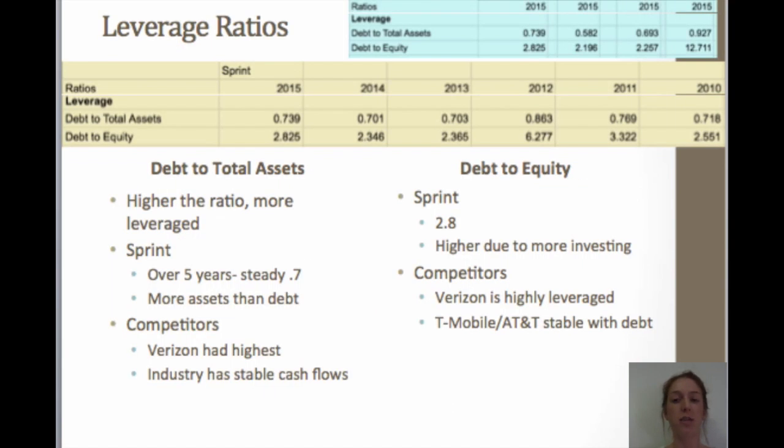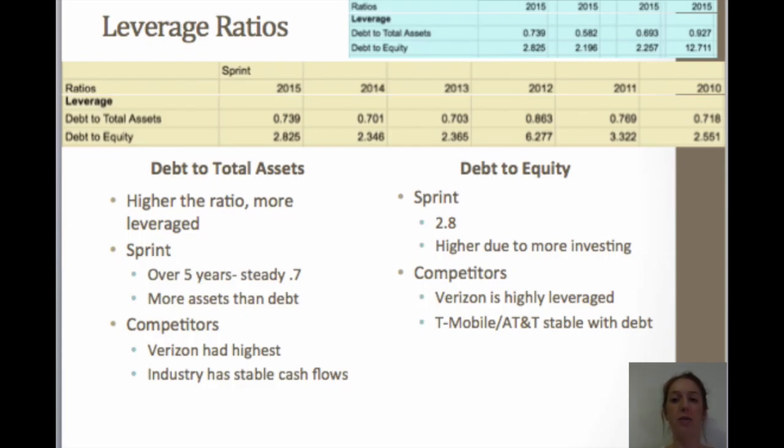The next ratios we're going to talk about are the leverage ratios, starting with debt to total assets. The higher this ratio, the more leveraged the company is, which also goes with greater financial risk. Sprint's debt to total assets ratio over the past 5 years has been a steady 0.7. Because it's less than 100%, this means that Sprint has more assets than debt, and that means they're not highly leveraged. Because competitors have a similar debt to total assets ratio as Sprint, this might make Sprint look fine in the category. AT&T was at 0.69 and Verizon's was the highest at 0.93, and that might suggest that the industry just has stable cash flows.